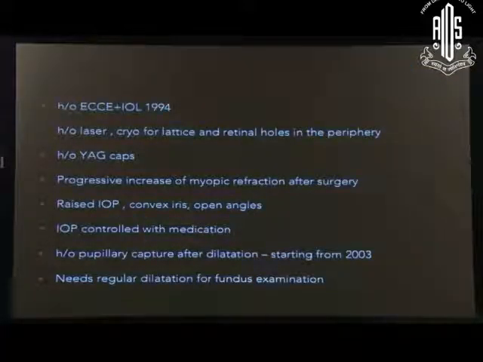And this is a patient who I had been following for many years. The patient had cataract surgery, ECCE IOL in 1994. He had peripheral lattices and retinal holes for which repeated treatments were done. He had a YAG capsulotomy, with progressive increase of myopic refraction each time he came. Subsequently he was diagnosed to have raised IOP, open angles and a convex iris, and IOP was controlled with medication.